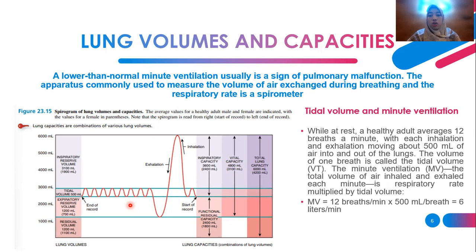The minute ventilation, or MV, the total volume of air inhaled and exhaled each minute, is respiratory rate multiplied by tidal volume. So MV, or minute ventilation, equals 12 breaths per minute times 500 milliliters per breath, which is 6 liters per minute.